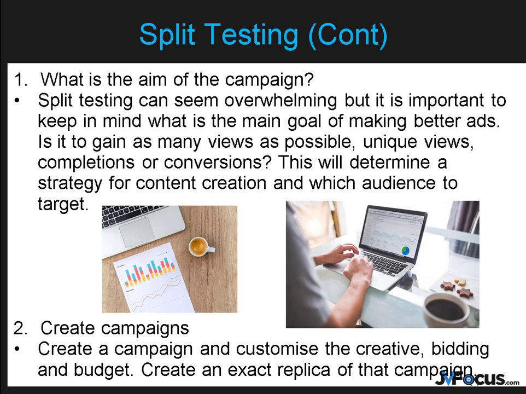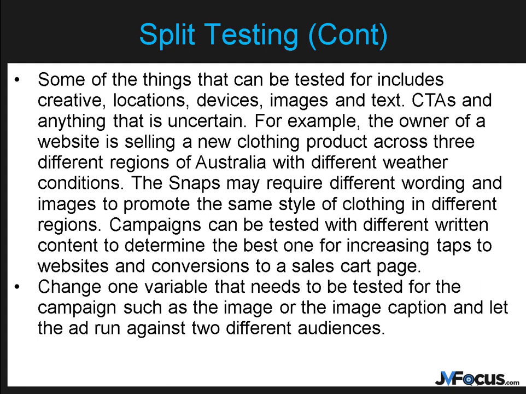Create campaigns. Create a campaign and customize the creative, bidding, and budget. Create an exact replica of that campaign. Some of the things that can be tested for include creative, locations, devices, images and text, CTAs, and anything that is uncertain.